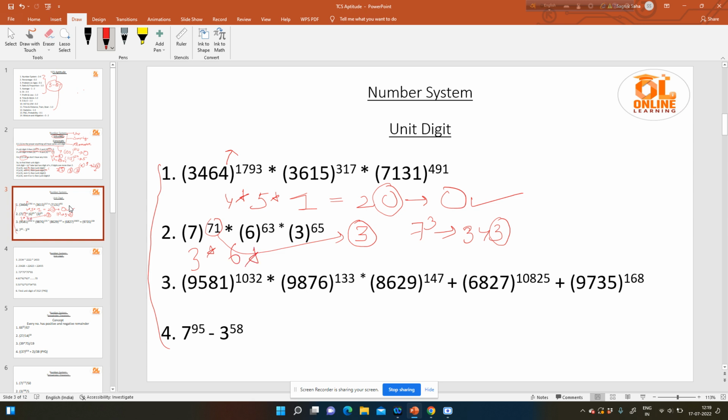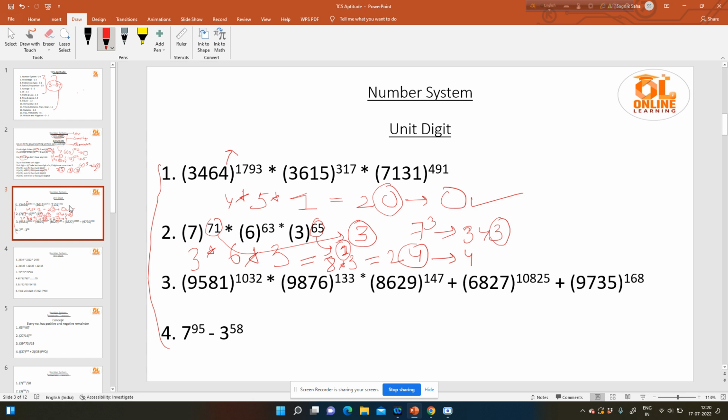3 to the power 65, and for 3 again we don't have a direct solution. So we have to divide the power. If we divide 65 by 4, what will be our result? Remainder will be 1, right? So 3 to the power 1 is 3. Now we will multiply. 3 into 6 is 18. So if 18 is there, we will take only the unit digit. 8 into 3, that is 24. So what will be our answer? Our answer will be 4.